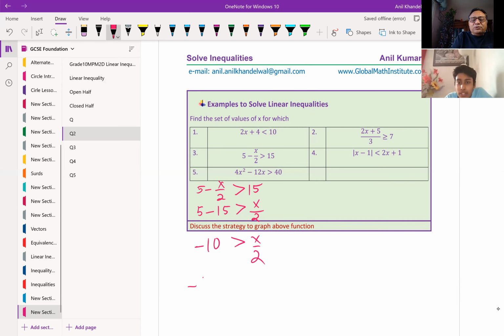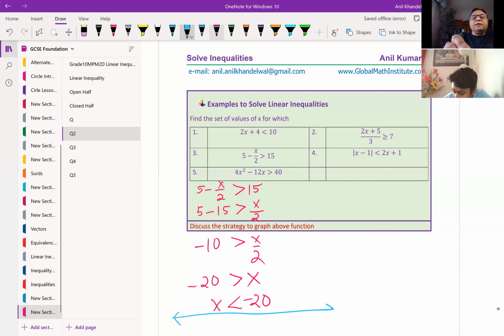So it'll be negative 20, sir. Negative 20 is greater than x, or x is less than minus 20, right? So that becomes the solution of this particular inequality. So basically, on a number line, at minus 20 you will put an open circle and then move towards the left. Everything below minus 20 is a part of the solution. Is that clear to you? Yes, sir.